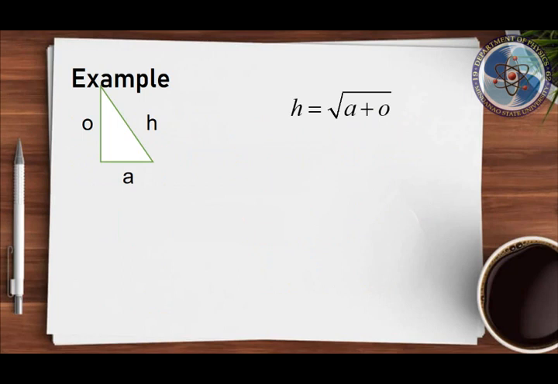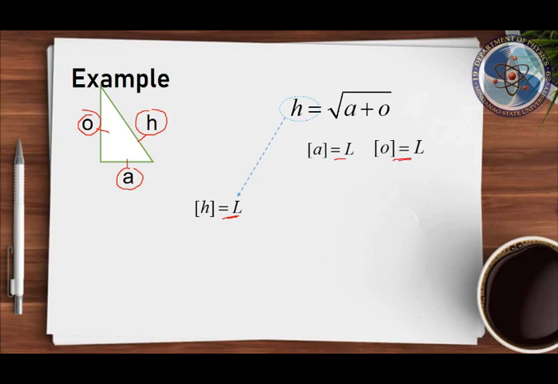By the way, it is presumed that we understand that the hypotenuse h is a distance, the adjacent side is also a distance, and o is also a distance, the lengths of the three sides of the triangle. So h would have the dimension L, length. A would have the dimension length L also. And o would have the dimension length also.